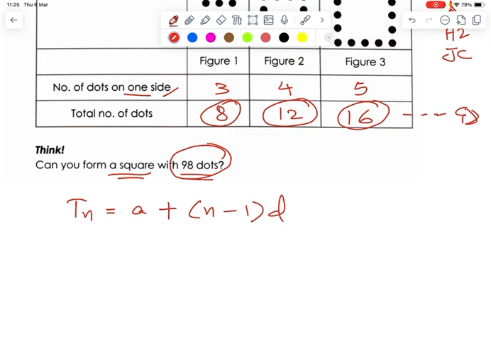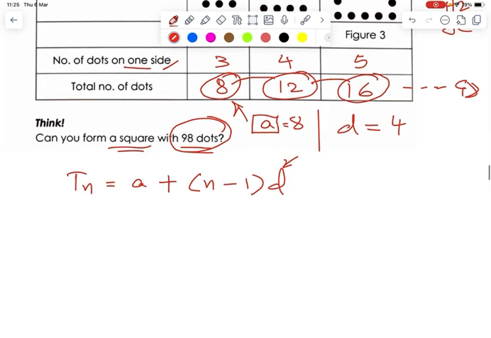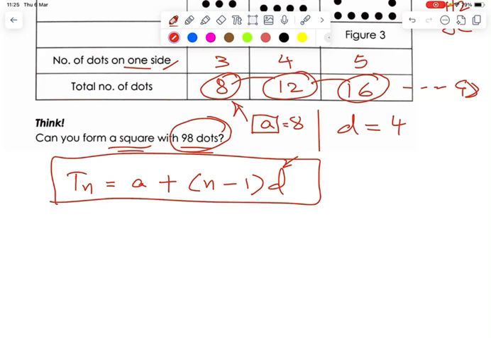In our sequence here, a is your first term. The d is your constant difference: between 8 and 12 is 4, and 12 to 16 is also 4. That means your d equals 4, and your a equals 8, your first term. If you apply this formula to your number sequence, your first term, T1, is equal to 8. It has to be 8.